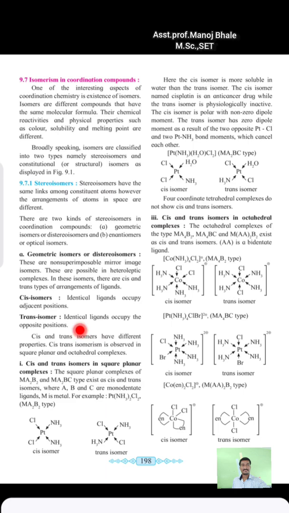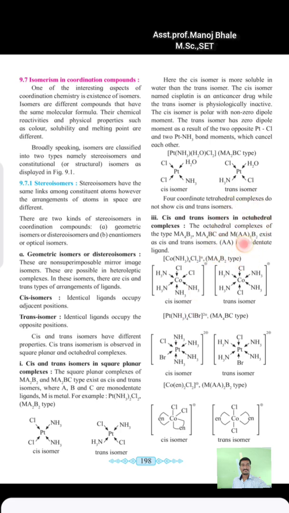We have already discussed this point in the last lecture. Cis isomerism has identical ligands present in adjacent positions, while in trans isomerism, identical ligands are present in opposite positions in the given structure. So this is an example of cis and trans isomerism.